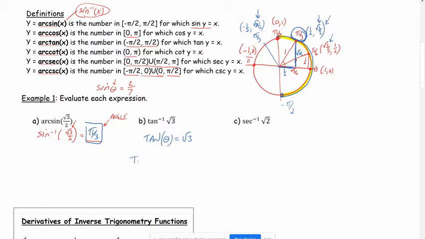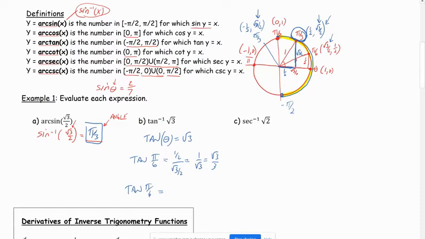If we look at the tangent of pi over 6, that would be the y coordinate divided by the x coordinate, because tangent is defined as y over x, or opposite over adjacent. And so in this case, we get 1 over root 3, which is also root 3 over 3. So that's not the one we're looking for. So let's try the other one.